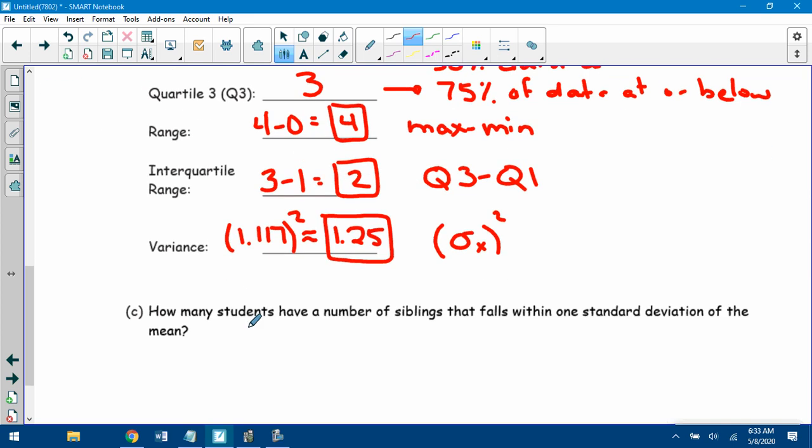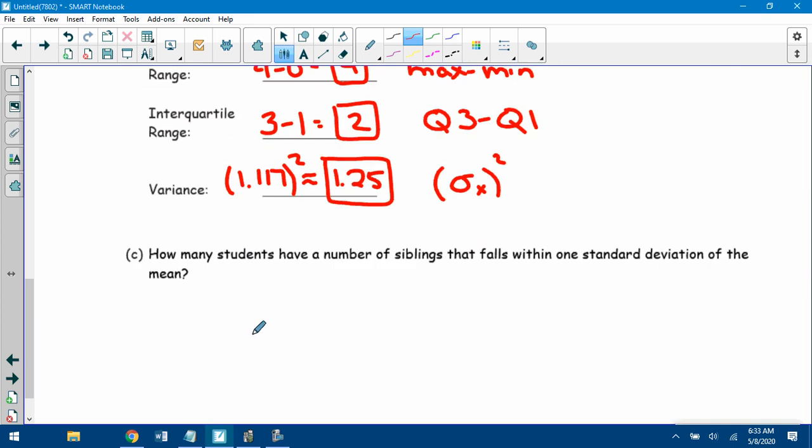Okay, last one, part C. How many students have a number of siblings that falls within 1 standard deviation of the mean? This used to be a common question on Regents questions. We need to be within 1 standard deviation of the mean. Think about what that means. That could be the mean minus 1 standard deviation, or it could be the mean plus 1 standard deviation. Both of those are within 1 standard deviation above or below.